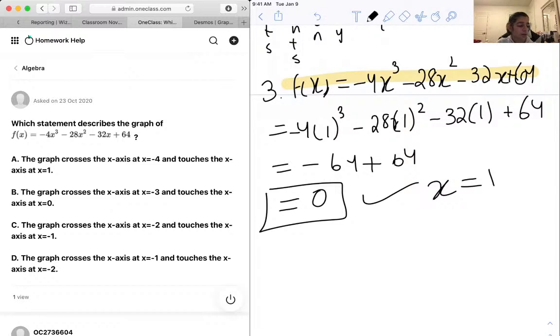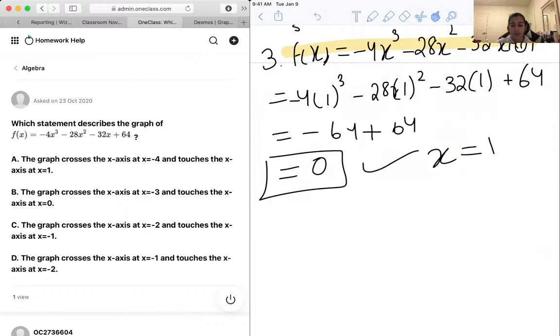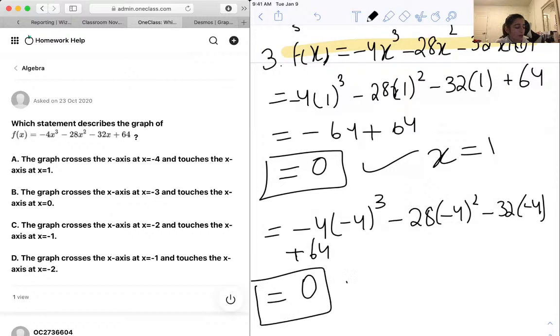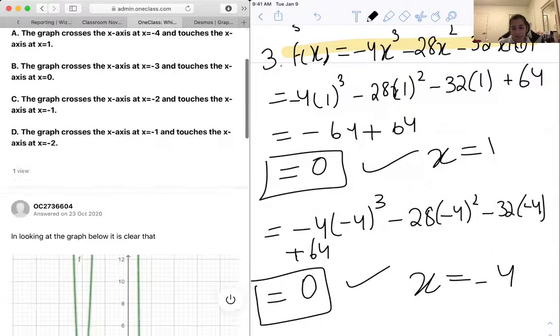Our second one, just to confirm, is negative 4. So when we plug in negative 4 cubed minus 28 times negative 4 squared minus 32 times negative 4 plus 64, when you plug this in your calculator, you're going to get 0 as your answer, and that's when you know that x at negative 4 is another x-intercept, or zero.